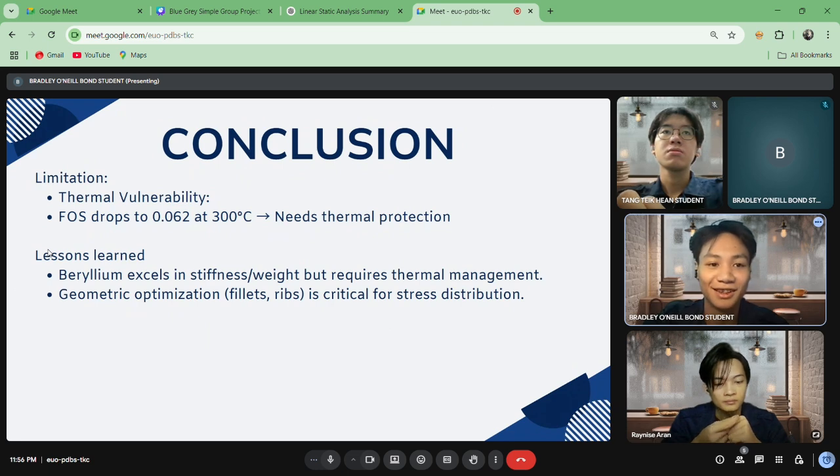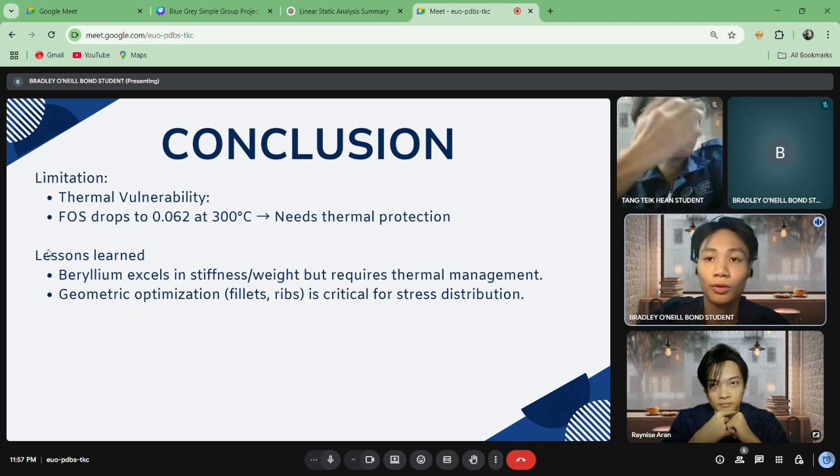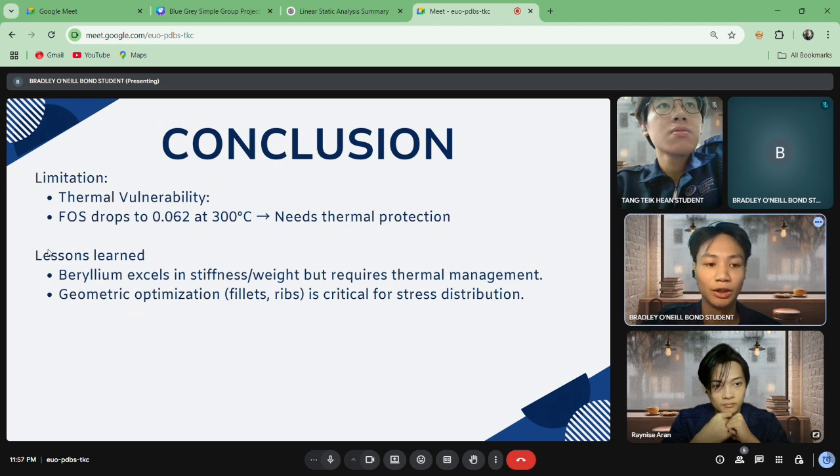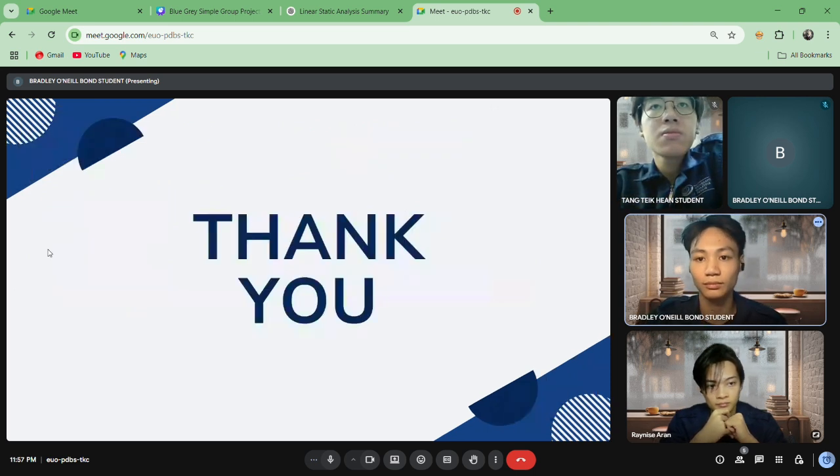The limitation of our bracket is thermal vulnerability. At 300 degrees Celsius, the safety factor drops to 0.062, so our bracket needs thermal protection. The lesson we learned from this project is that beryllium excels in stiffness over weight but requires thermal management. Geometric optimization like fillets and ribs is critical for stress distribution.